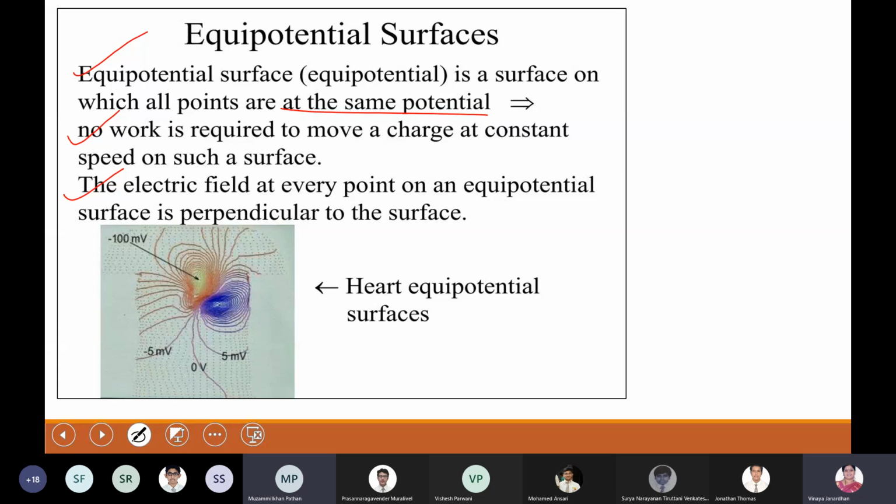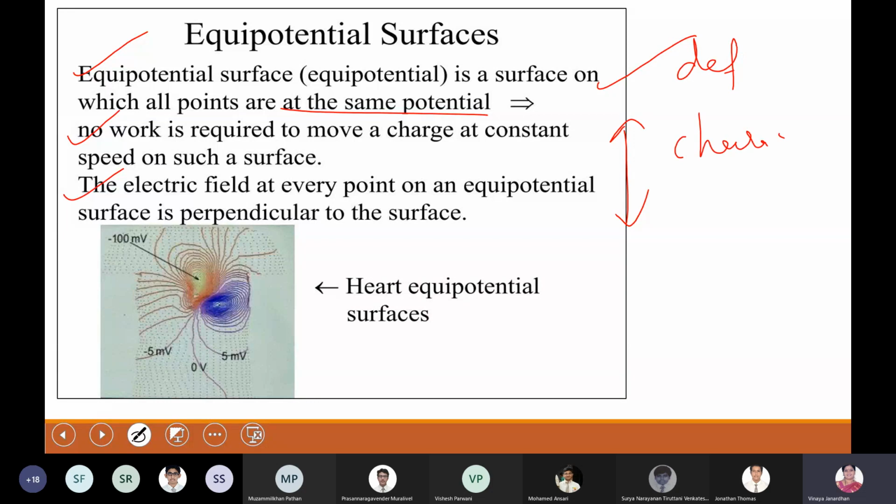The second point is the same thing as the electric force does no work on moving a particle along an equipotential surface, right? Yes, that's correct. So these two points, the first one is the definition. The second one will be the characteristics. Okay.